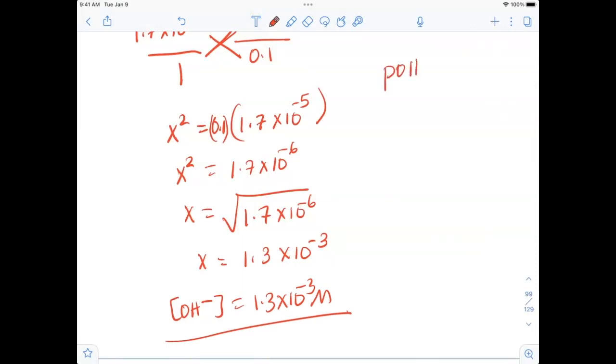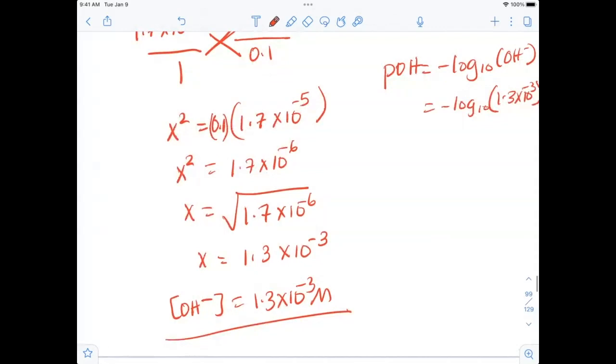So for here I have to do pOH first, negative log base 10 of OH, which is negative log base 10 of 1.3 times 10 to the negative 3. Am I running out of room? Yeah, looks like I'm running out of room. Okay, so negative log 1.3 exponent negative 3, close parentheses. So pOH is equal to 2.89.